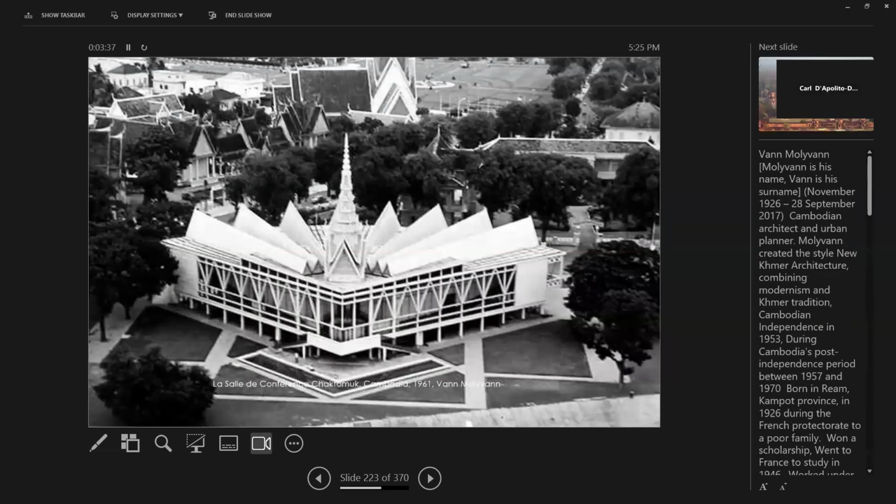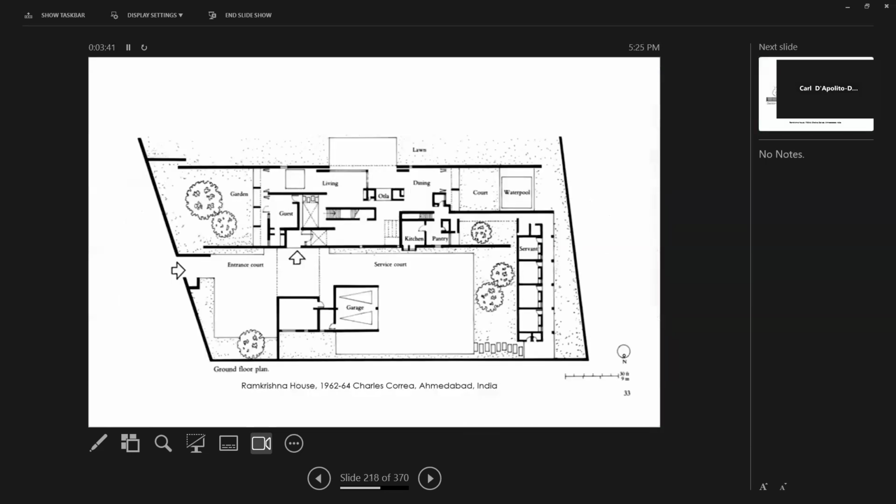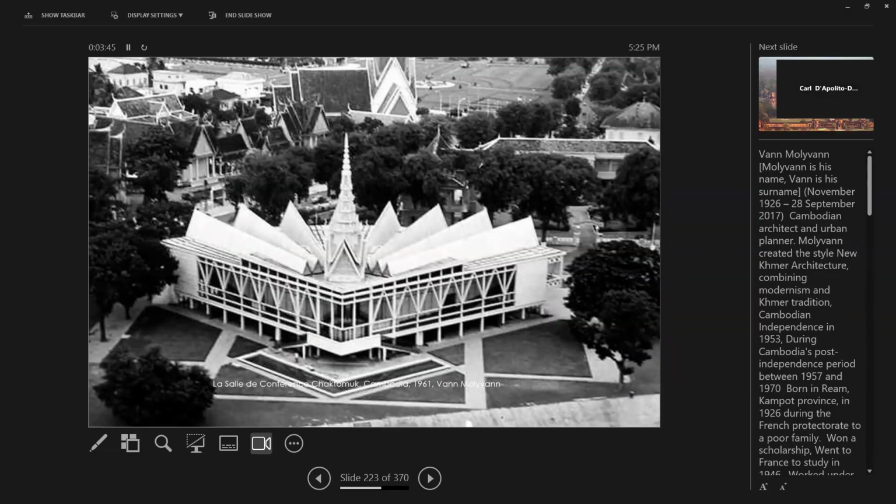Okay, by the way, there's another Charles Correa that I put in here, but it's later. So this is chronological. This person, not this building. I just put it here because I like it. Just an example of his work.